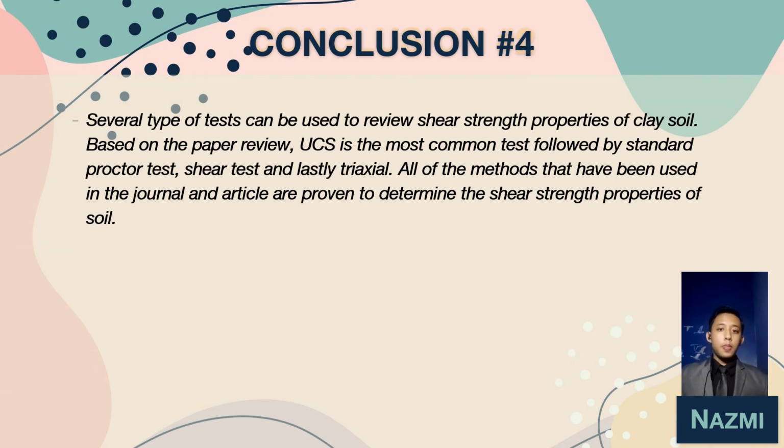Last but not least, the conclusion for the fourth objective. Several types of tests can be used to review the shear strength properties of clay soil. Based on the paper review, UCS is the most common test, followed by standard Proctor test, shear test, and lastly triaxial test. All of the methods that have been used in the journals and articles are proven to determine the shear strength properties of soil.